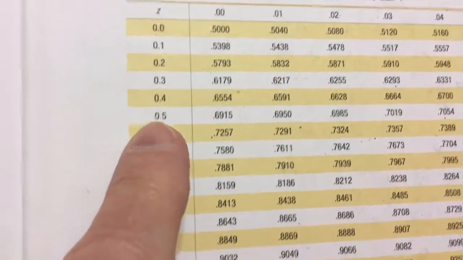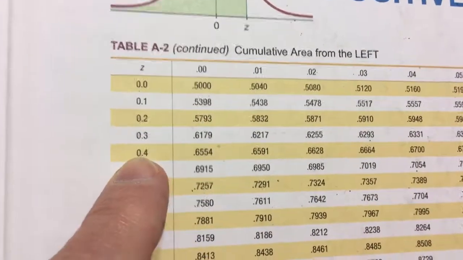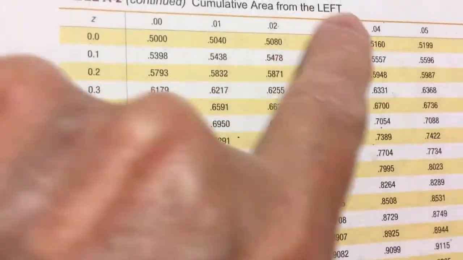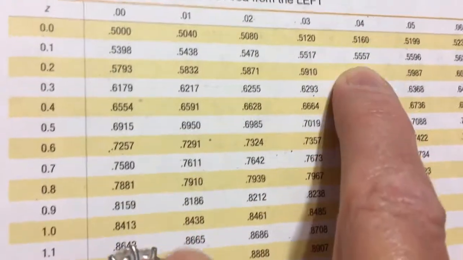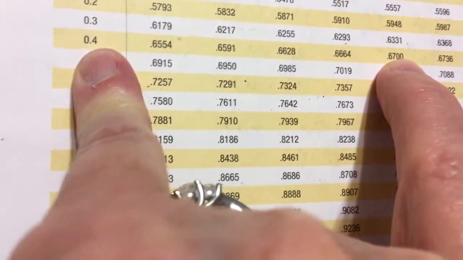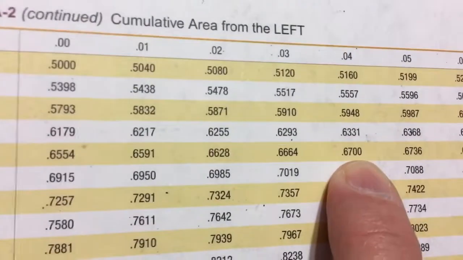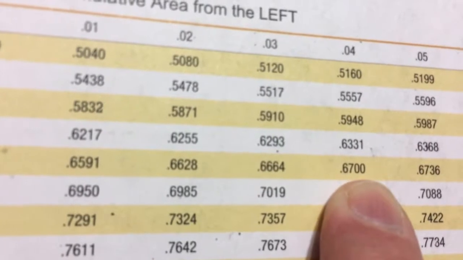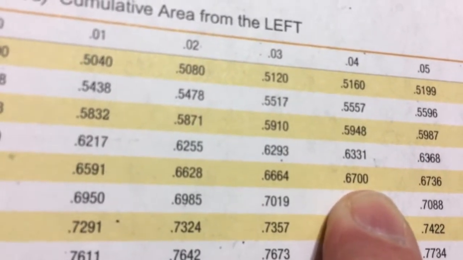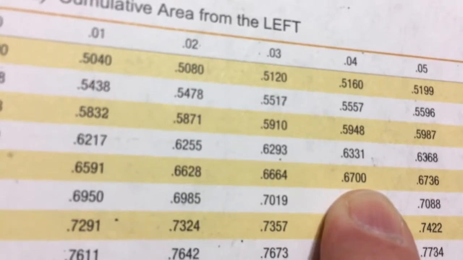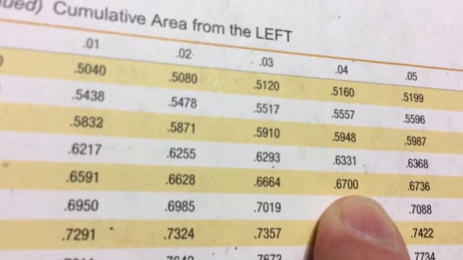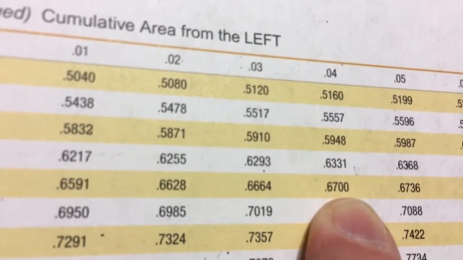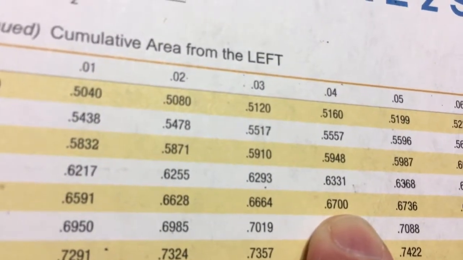Okay, so to find 0.44, I'm going to find 0.4 on the left, and I'm going to go across to 0.4, and I'm going to bring them down to meet each other. So here's the 0.4 row. I'm going to go across here right underneath the 0.4 column. So I'm going to get 0.6700. So 67% is the probability to the left, and 0.67 is the area to the left. So the answer to number 9 should be 0.67.